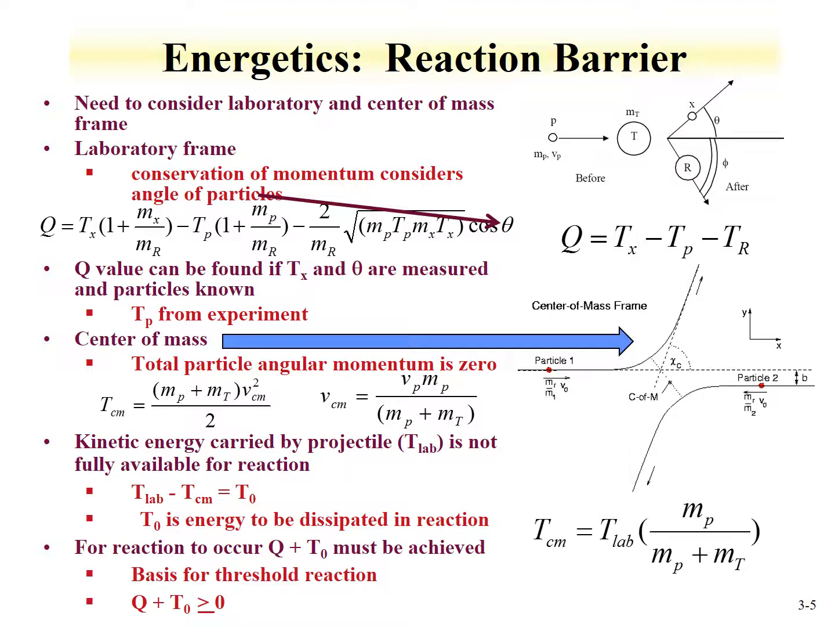Now for center of mass, where we often do equations, the total particle angular momentum is 0. In this case, it's as if the products and the reactants are hitting each other, and we get a center of mass frame that looks as shown here. We can talk about the kinetic energy from the center of mass and evaluate the two equations where we relate the kinetic energy of the center of mass and the kinetic energy of the lab, and it just winds up being equal to the kinetic energy of the center of mass is equal to the lab times a ratio of the mass of the particle and the sum of the mass of the particle and the mass of the target.